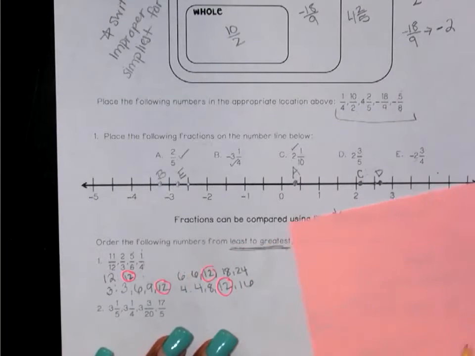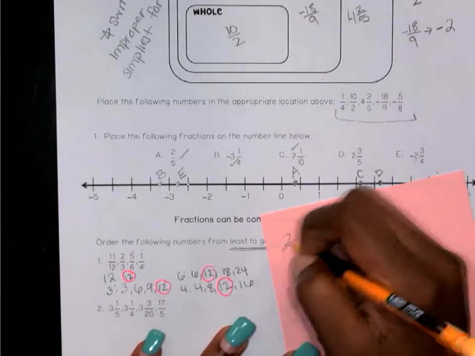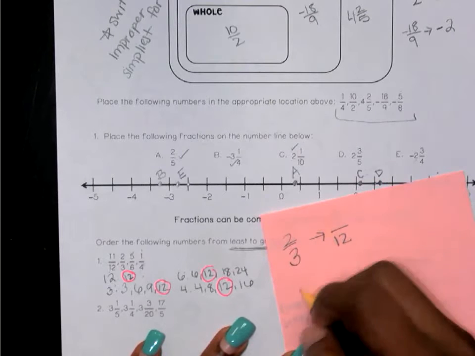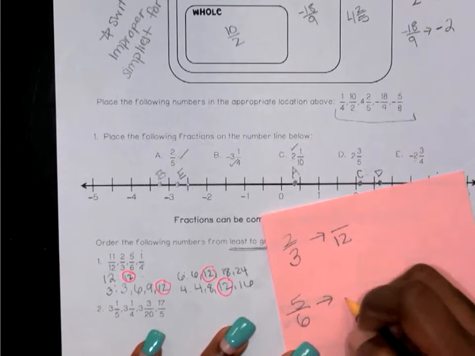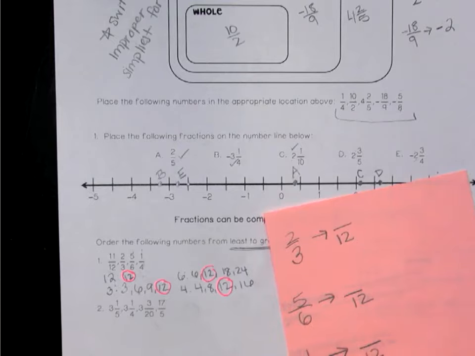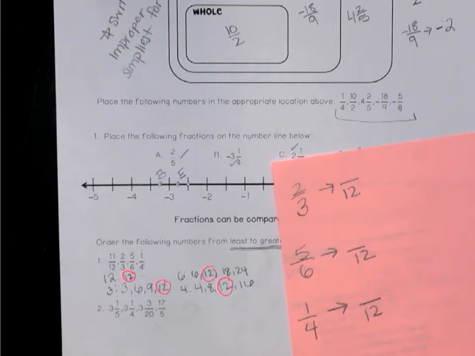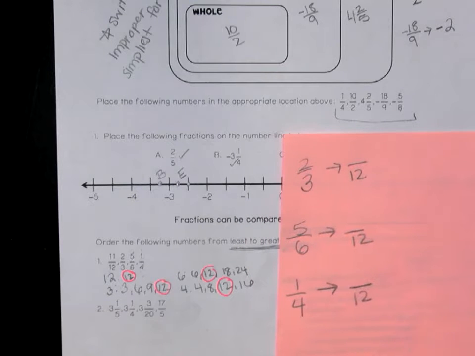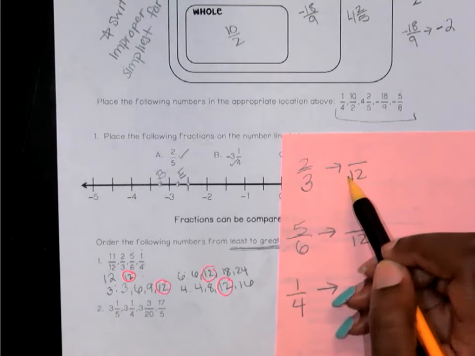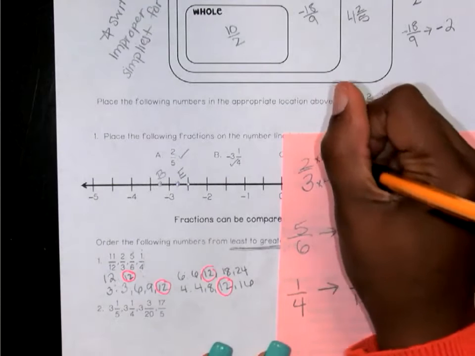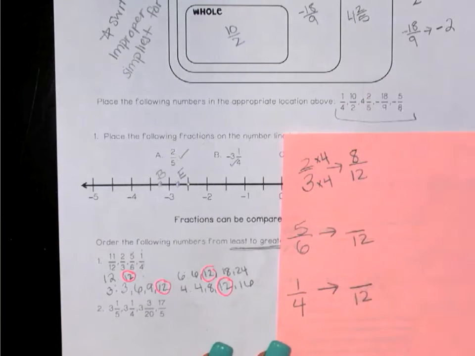All right. So I need to change my 2/3 to be over 12. I need to change my 5/6 to be over 12. And I need to change my 1/4 to be over 12. Okay. So now you're looking to see, what do I need to do to 3 to get to 12? I would have to multiply by 4. Whatever you do to the bottom, you do to the top. That new fraction is 8/12.